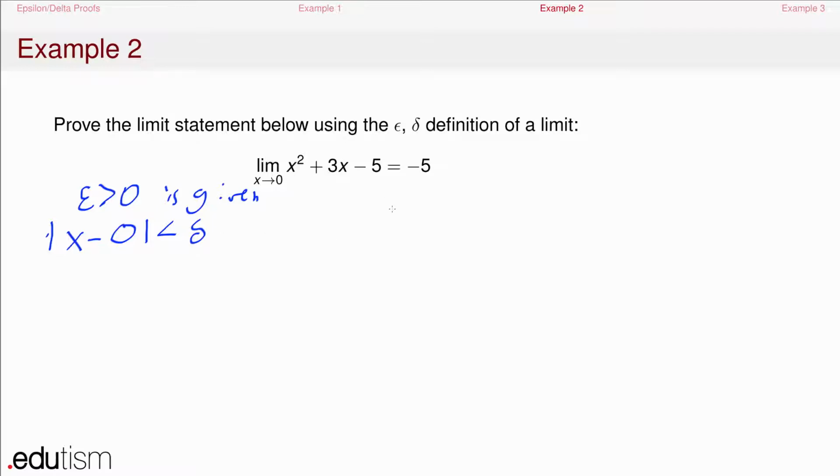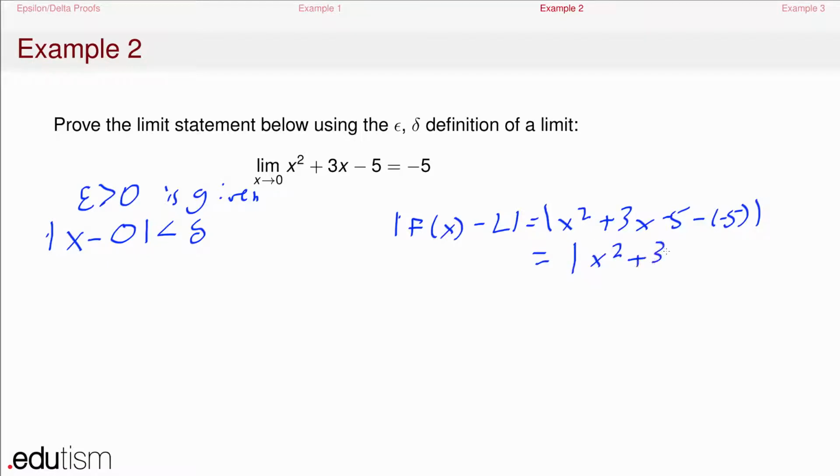And the idea is you want to say something. What can we say about the distance between f of x and L? Well, in this case, the distance between f of x and L is the distance between x squared plus 3x minus 5 and negative 5. Well, if we simplify this, negative 5 minus negative 5 turns out to be 0. So this is the absolute value of x squared plus 3x. This we can factor as x times x plus 3.